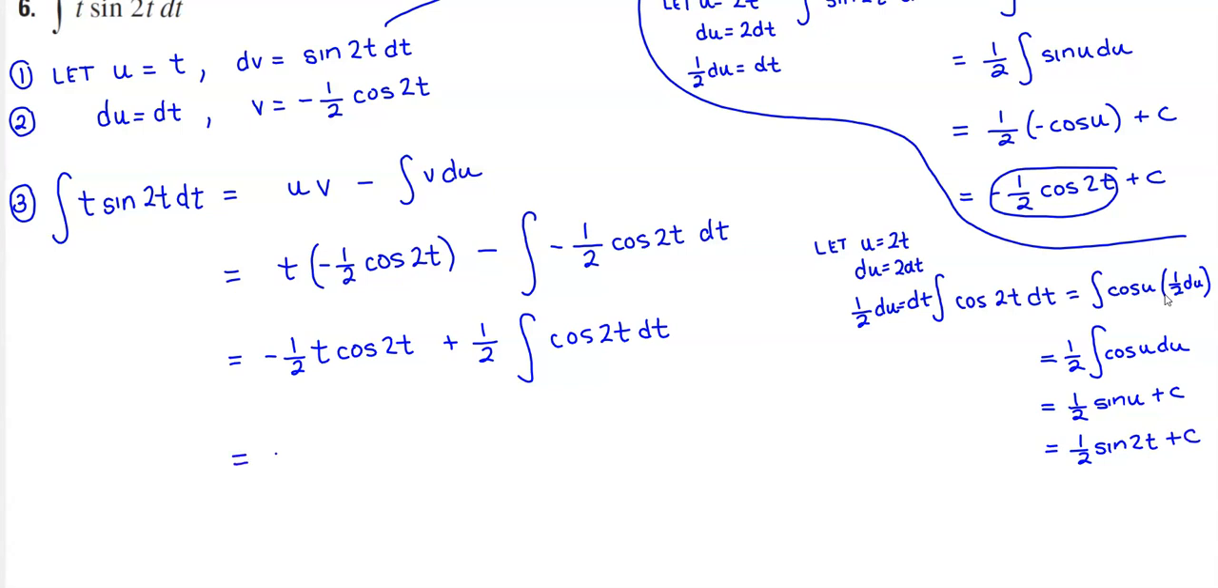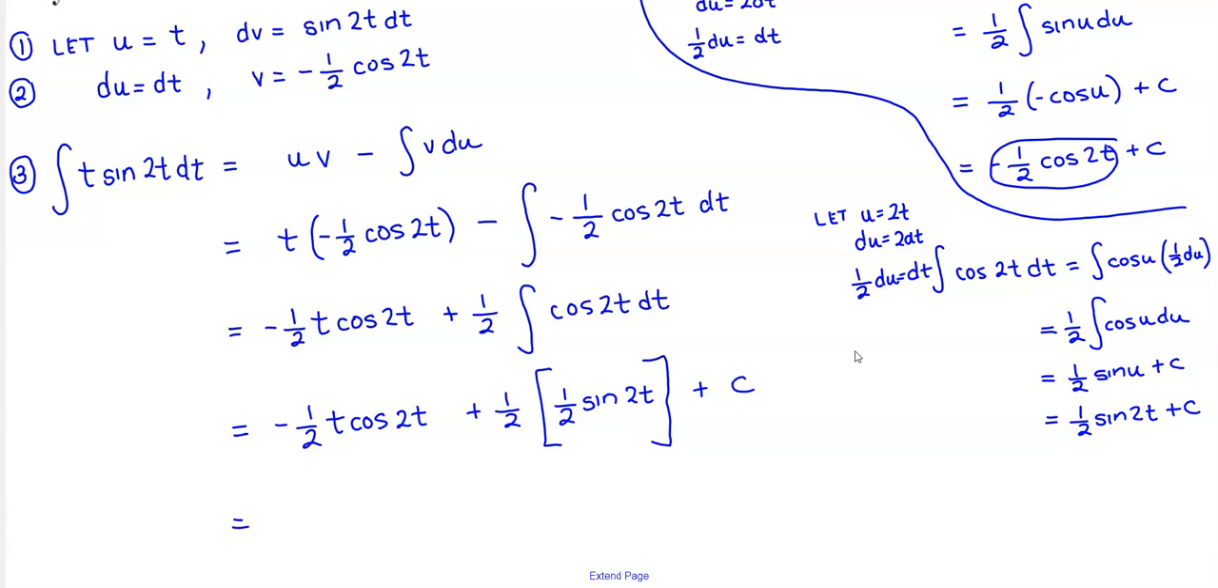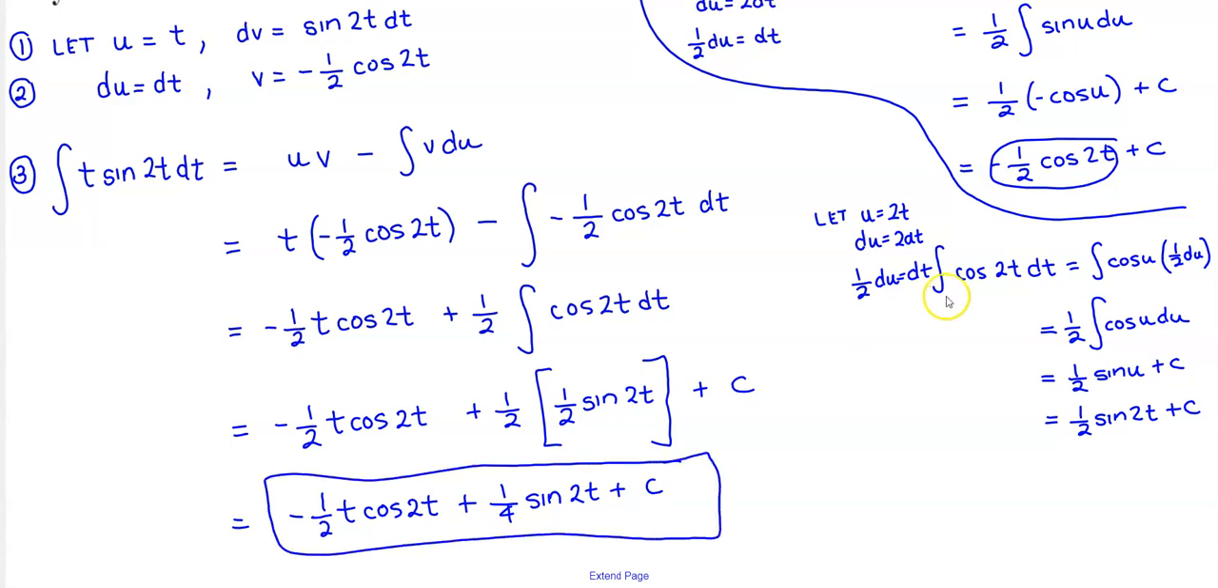So over here now we get negative 1/2 times t times the cosine of 2t plus 1/2 times 1/2 times the sine of 2t plus c. And so therefore now we're going to go ahead and finish our multiplication. So we have negative 1/2 times t times the cosine of 2t plus 1/4 times the sine of 2t plus c. And therefore there is our result.